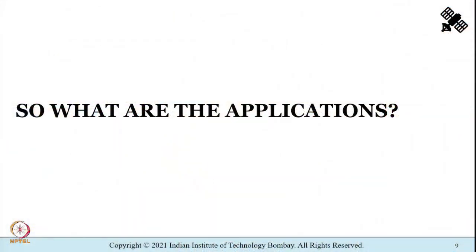Okay. So, all well and good. We discussed passive sensors, we discussed active sensors. We discussed the difference between microwave remote sensing and optical remote sensing, and we also discussed a few satellites that operate in the microwave region. But then the big question applies: what are the applications? Let us look at a few applications that are relevant for this course.